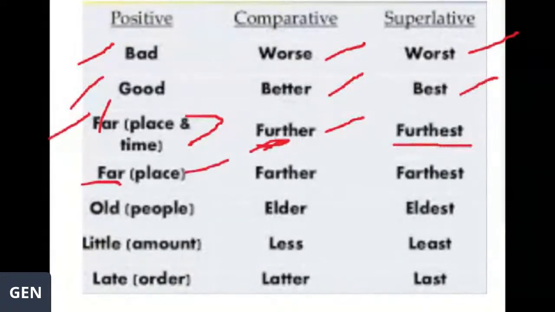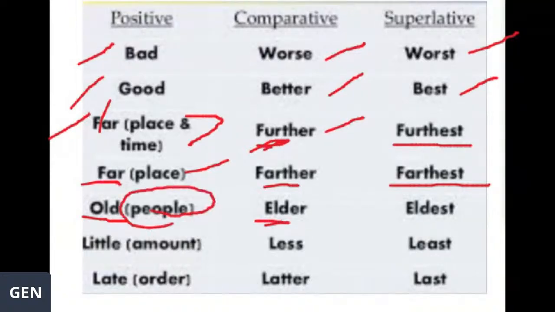Far for place. So the spelling is with an a, as in apple: farther and farthest. It's okay there. Next, let's move on to old. Old will become elder. That pertains to people. Okay? And eldest, that pertains to people. So the spelling changes, it actually becomes elder, eldest.